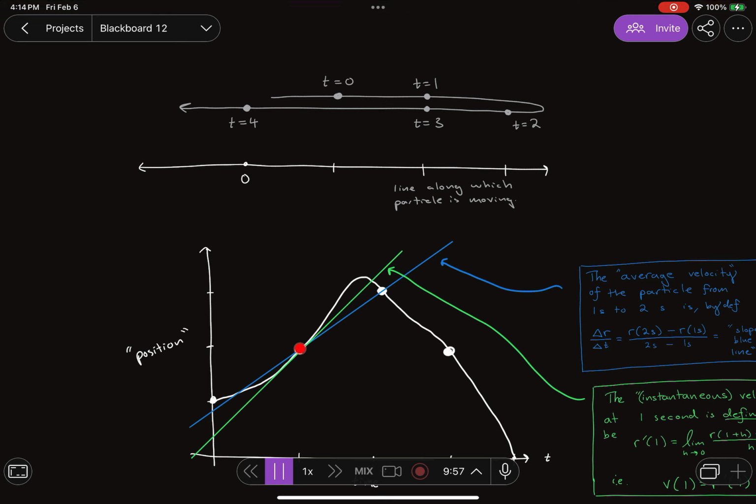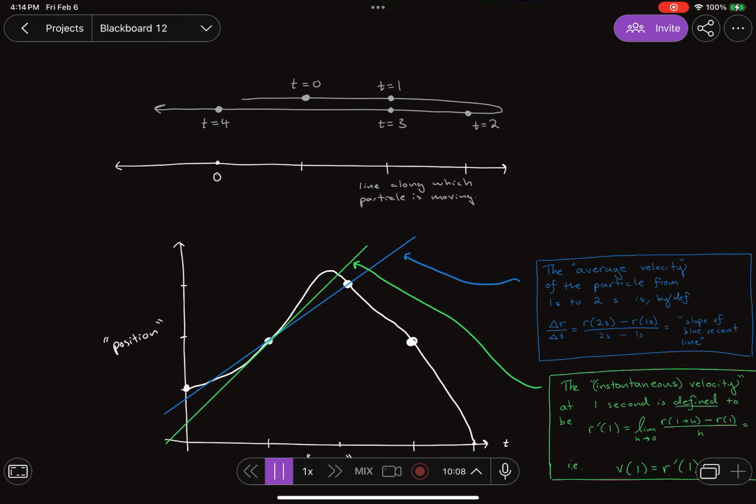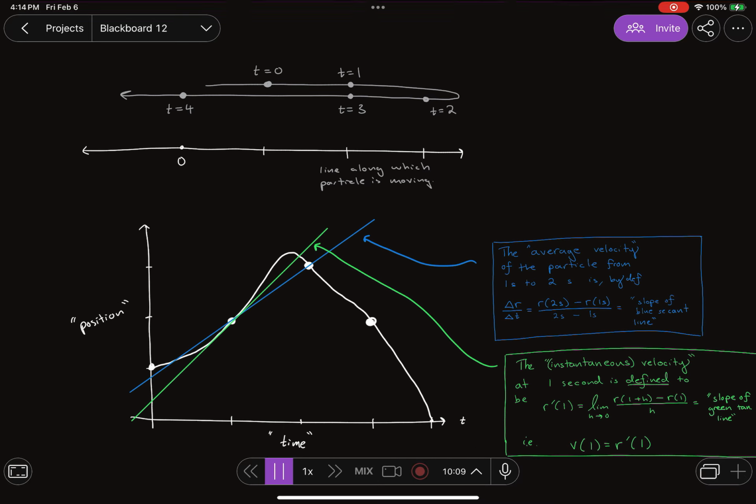be right, or we shrink the time interval is really what we're doing. We force it to be right next to this one, and that creates this new thing called a tangent line. And by definition, the slope of that tangent line is the instantaneous velocity at 1 second. And that's by definition the limit as h approaches 0 of the position at 1 plus h minus the position at 1 divided by h. And that is the slope of the green tangent line.